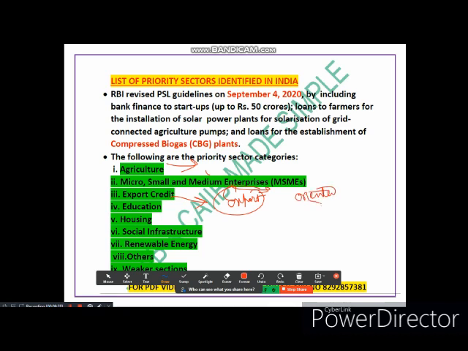The next is education. Loans for education purposes, including student loans for higher education, fall under this category. Now housing. Basically, banks provide loans for affordable housing projects, home loans for individuals, and other related housing finance activities. The next is social infrastructure. What does it mean? Social infrastructure means financing for sectors like healthcare, drinking water supply, sanitation, etc. The next is renewable energy. We have already discussed what renewable energy is, and finally is weaker section.